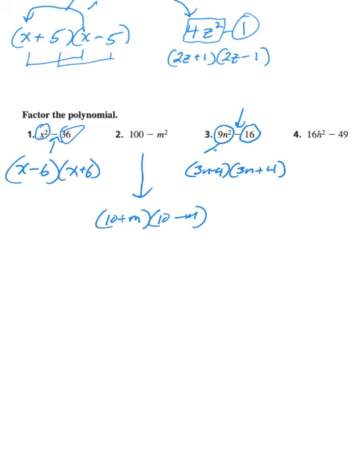Okay, on this one, the square root of 100 is 10 and 10. Square root of m squared is m and m, and I put a plus in the middle of one and a minus in the middle of the other. Okay, that brings us to number 4. Give that one a shot. Okay, a little trickier here. 16h squared. What times itself is 16h squared? Well, that's 4h. And so put the 4h in the front, and then I have square root of 49 is 7 and 7. So there we go.